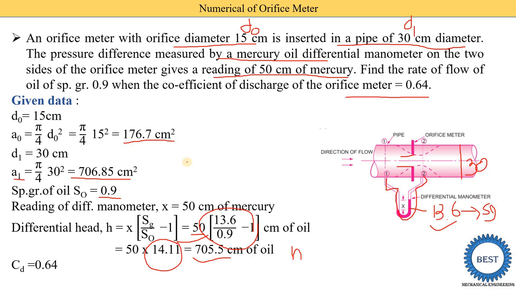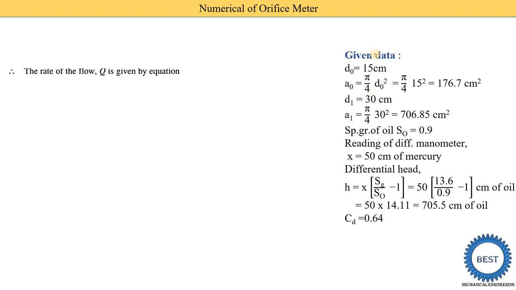So by using these parameters, we are able to calculate the Q. Now we find out the Q. So here all these given data is mentioned. We already derived the equation of the Q for the orifice meter in the last video. So equation of the Q is Cd into A0 into A1 into under root of 2gH divided by under root of A1 square minus A0 square. So here we are putting all the values in centimeters, means area in centimeter square, H also in centimeter of oil.